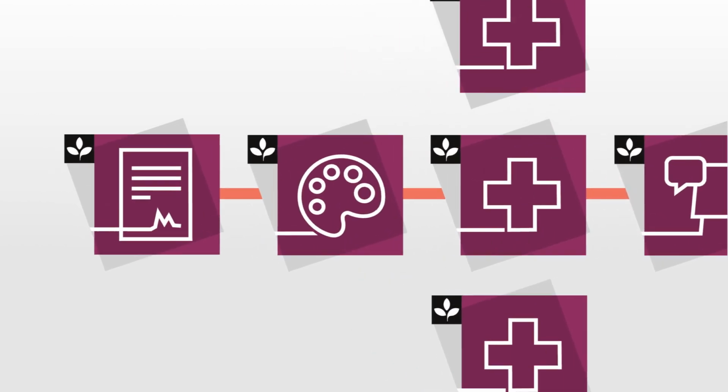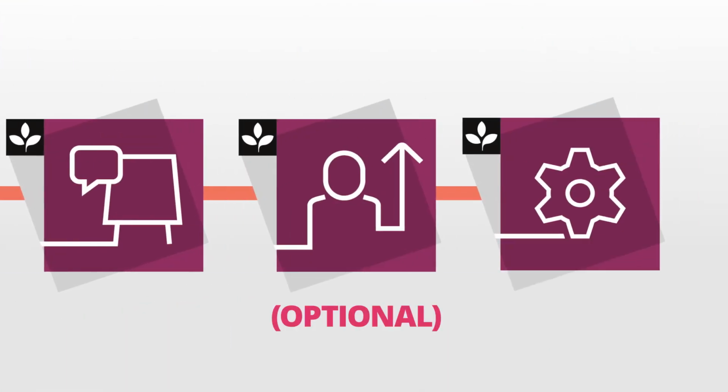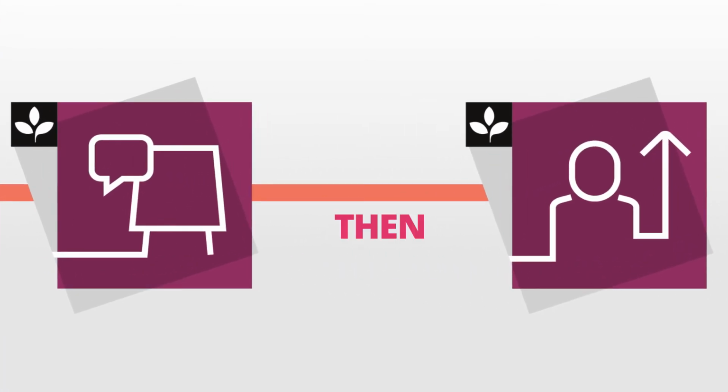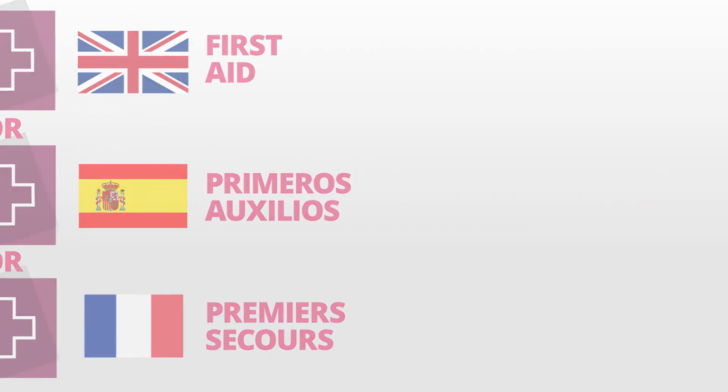In a program, you can decide which courses learners must do, which are optional, which courses must be completed before others, or offer learners a choice of which courses they want to take.